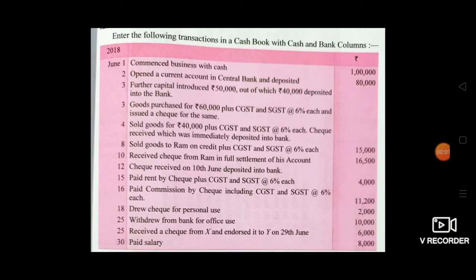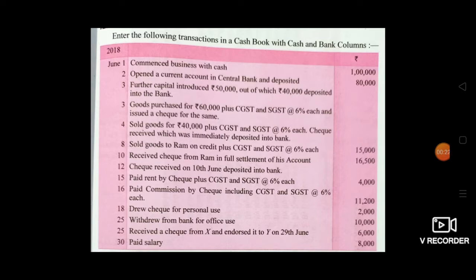Hello students, now we will solve this problem today. Enter the following transactions in a cash book with cash and bank column, that is, a double column cash book. June 1st, commenced business with cash rupees 1 lakh, that is, started business with cash rupees 1 lakh.